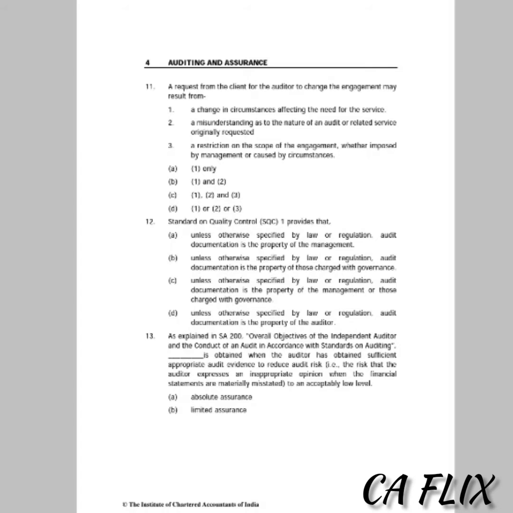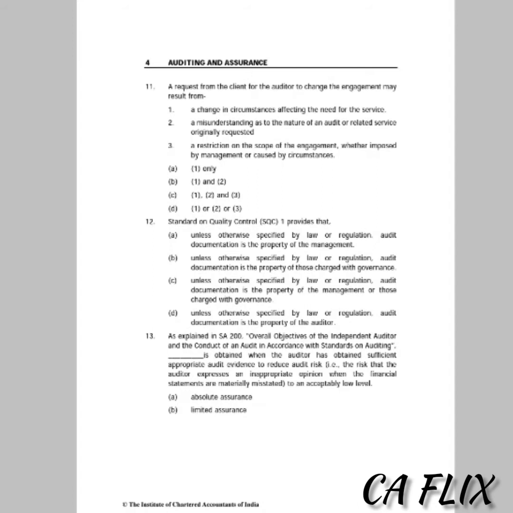Answer is option D. Unless otherwise specified by law or regulation, audit documentation is the property of the auditor. Standard on Quality Control SQC 1 provides that unless otherwise specified by law or regulations, audit documentation is the property of the auditor.